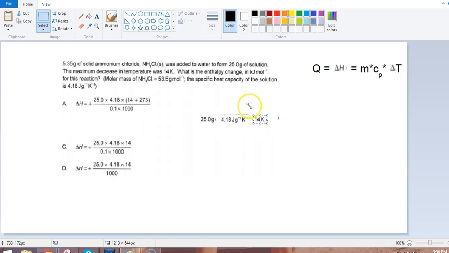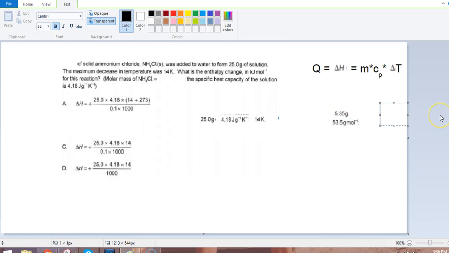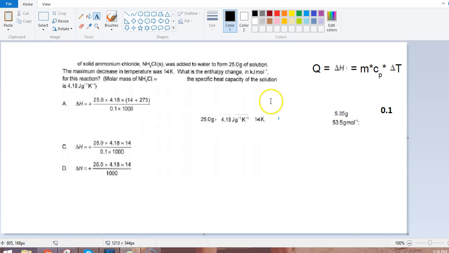Okay? And so when we do this, we get joules. But they want to know in kilojoules per mole. So we need to divide this by the number of moles. Now to get moles, I just take grams and I divide it by the molar mass. This is going to equal about 0.1. So we need to divide by the number of moles.